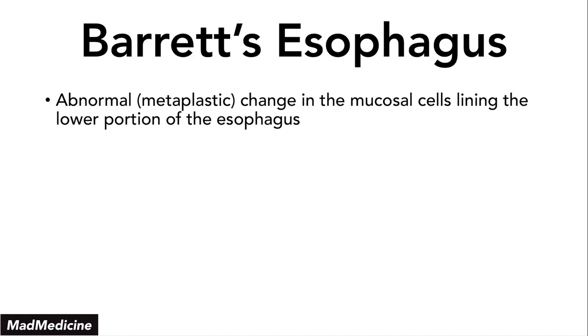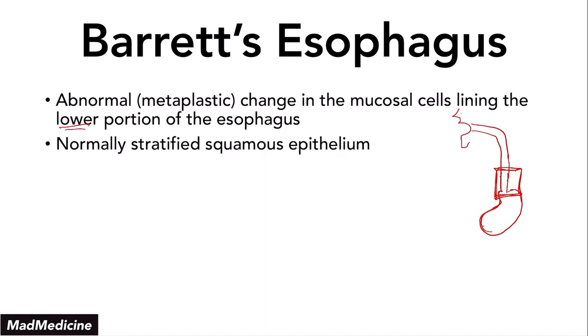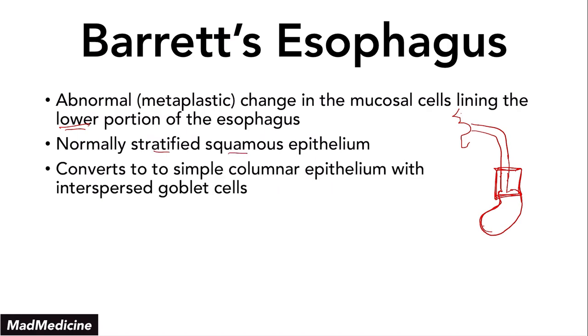Now, when we're talking about the lower portion, I'm going to draw it right here. Let's say this is your nose, this is your mouth, this is your chin, okay, and then you have your esophagus going down all the way into your stomach. Okay, so this is the part you need to remember, the lower part. So in this portion of the esophagus, the normal epithelial lining is stratified squamous epithelium. That is stratified squamous. In Barrett's esophagus, however, because you have a metaplastic change happening, the epithelial lining of the esophagus is going to change from stratified squamous, okay, to simple columnar epithelium with interspersed goblet cells.